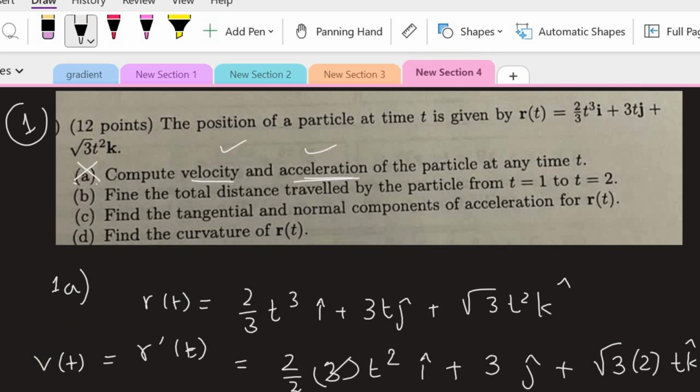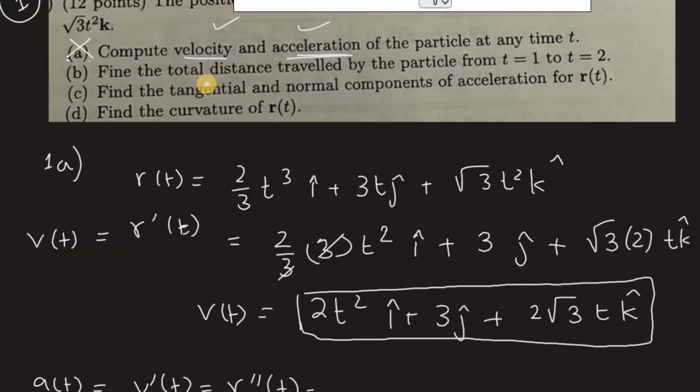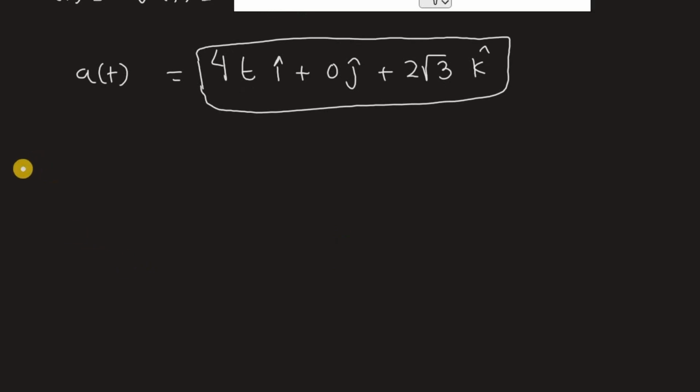Okay, so for 1b, we need to find the total distance traveled by the particle from time 1 to 2. To find the total distance traveled, what we need to do is take the first derivative of the vector function, take its magnitude, and then integrate it from 1 to 2, the time given.